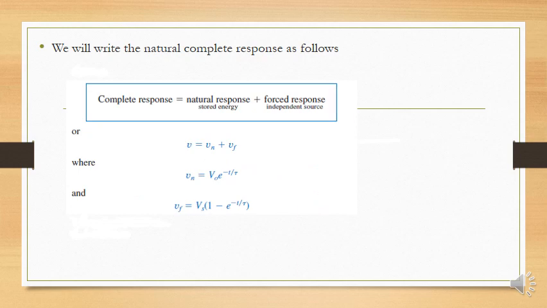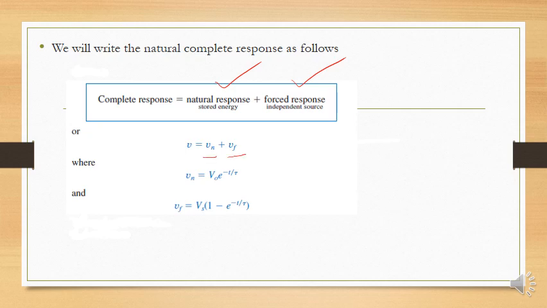And what we call this is the complete response of the circuit. What is complete response? Complete response is the natural response, or the previously stored energy, and the forced response. The response which is initiated after time t equals 0, or after a sudden force is applied. We can represent it with Vn plus Vf.